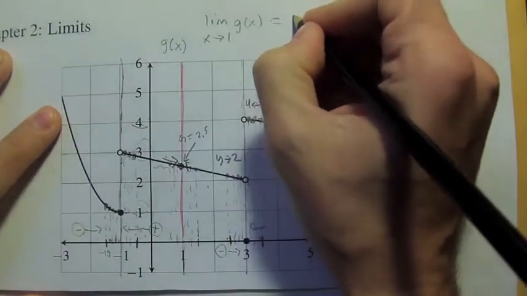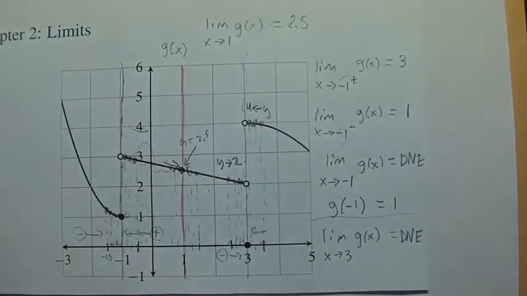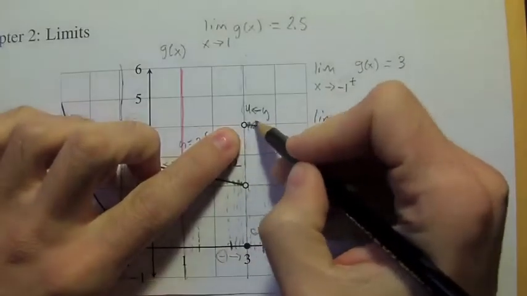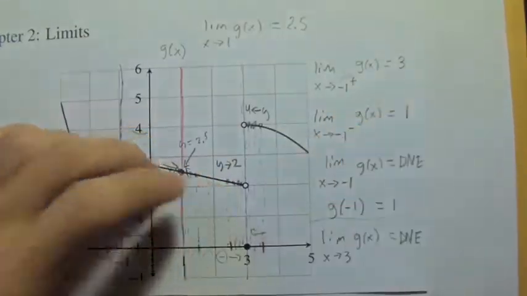So I'm going to go ahead and just estimate here that the limit as x goes to 1 of g of x is 2.5. But where I have a jump, the limit does not exist. But the left and right side limits do, right? From the right, that limit would be 4, and from the left, it would be 2.